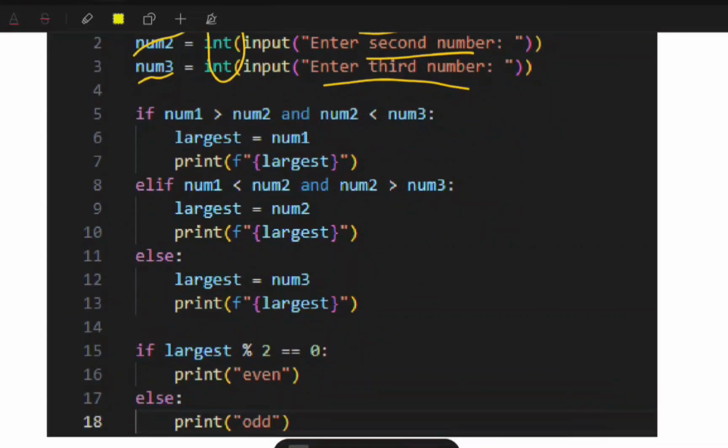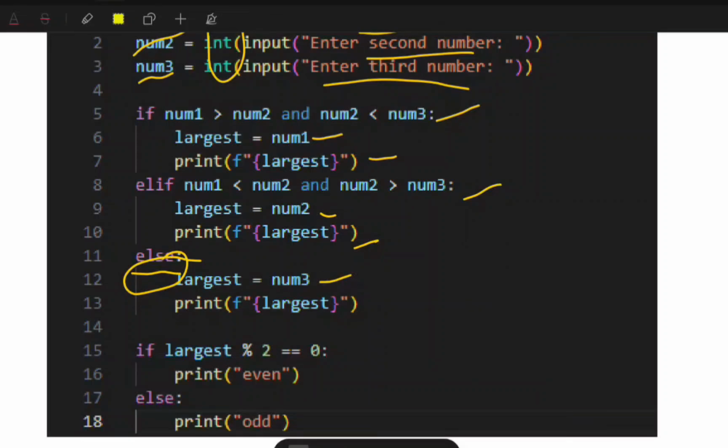So, if num1 is greater than num2 and num2 is less than num3, the largest will be num1. So, it will print that num1 is the largest. Then, if num1 is less than num2 and num2 is greater than num3, then num2 will be the largest. Else, if it is not num1 or num2, of course, it will be num3. So, we just put an else here. And then, the largest will be num3.